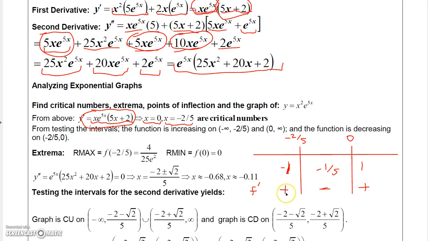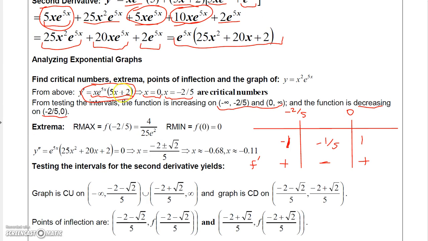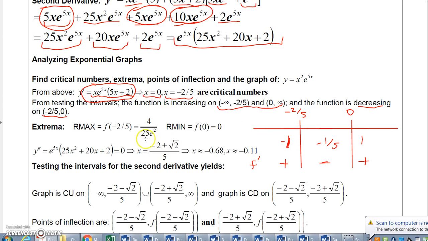Well, since the derivative is positive to the left of negative 2/5 and to the right of 0, then on those intervals the function must be increasing. And since the derivative is negative between negative 2/5 and 0, then the function is going to be decreasing on the interval negative 2/5 to 0. And then from the first derivative test, we know that we're going to get a maximum at negative 2/5.